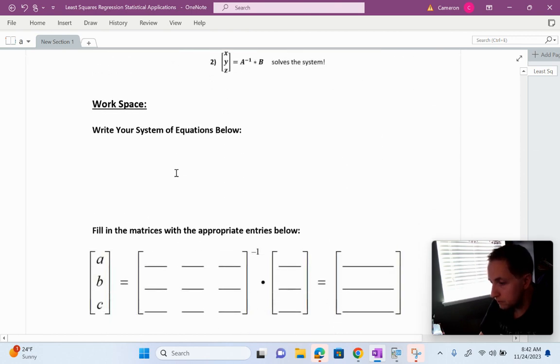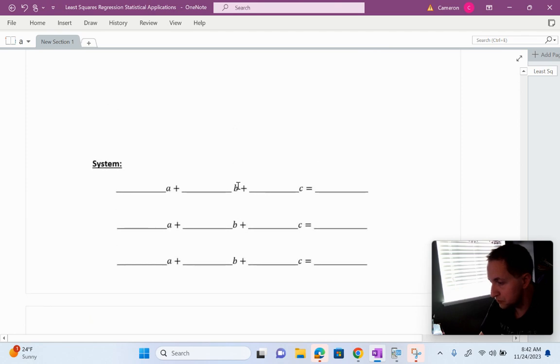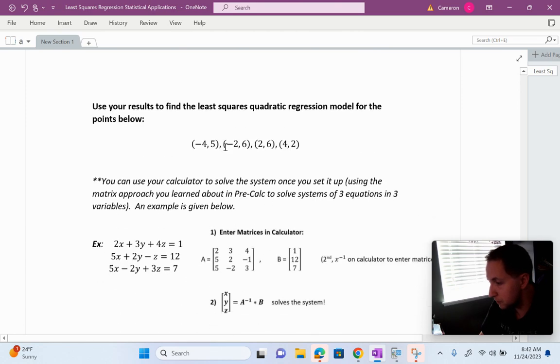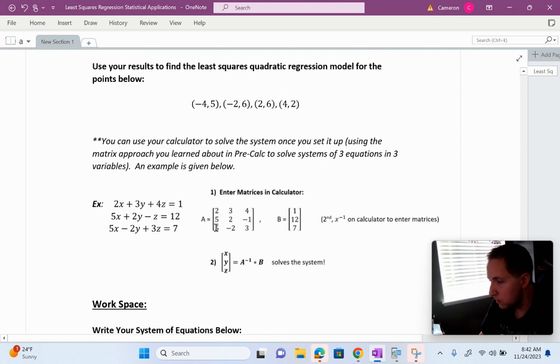Down below here, you're going to write your system of equations using the data points. So use your formulas from the coefficients here to actually plug in the actual data. And then you're going to solve it using matrices. Now, I think you've done this in pre-calc. So if you know how to do this already and know how to solve a system with matrices, you might not need to watch this part. But if you've never done this before, it's pretty easy to do and your calculator does it for you.